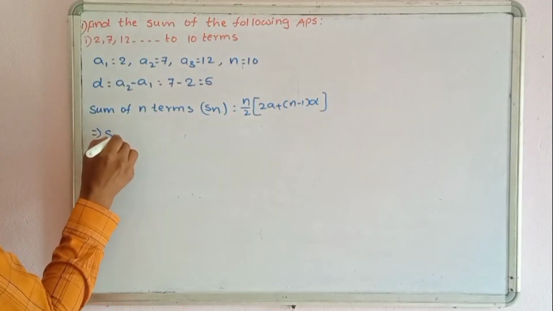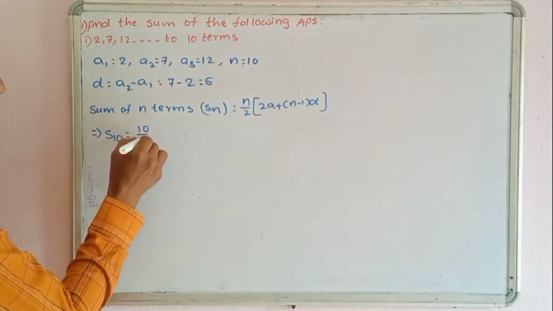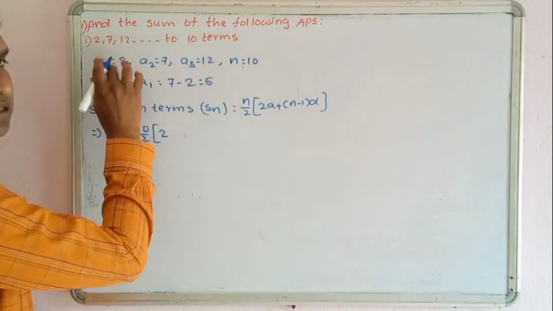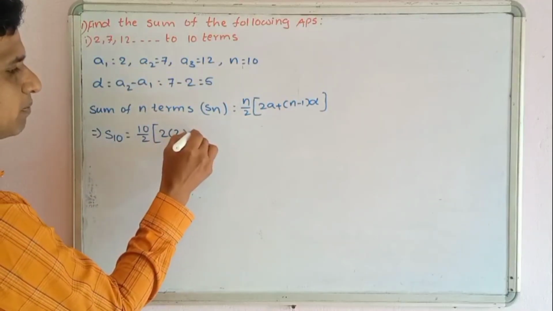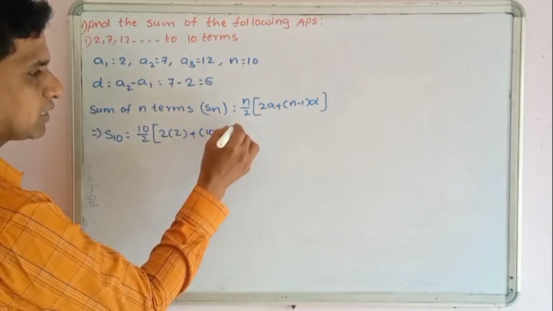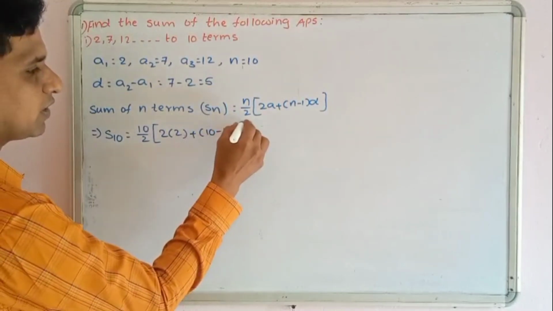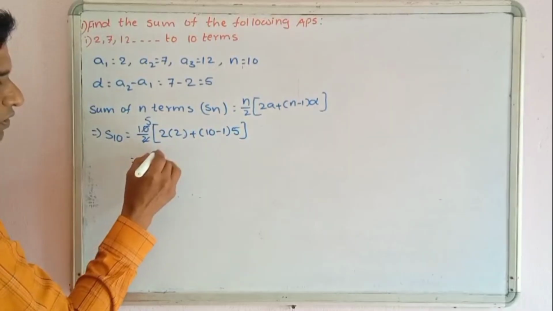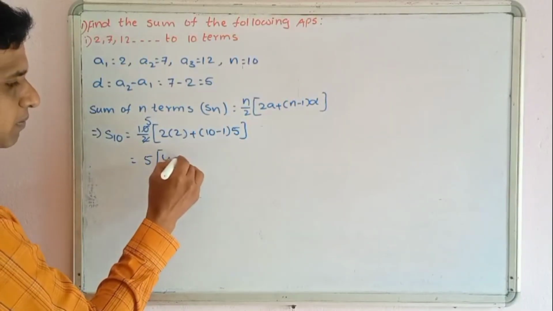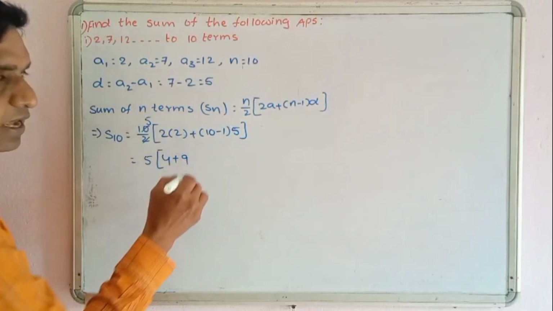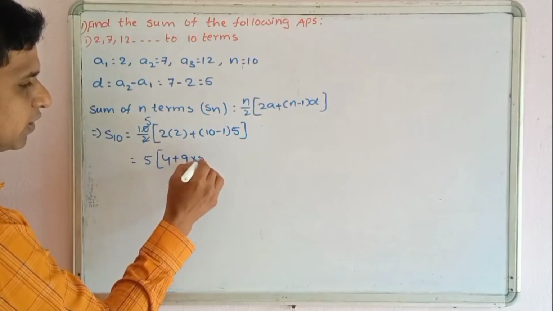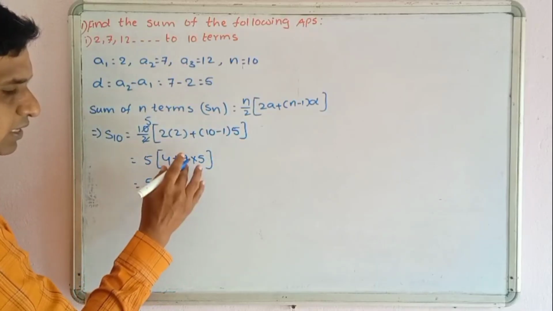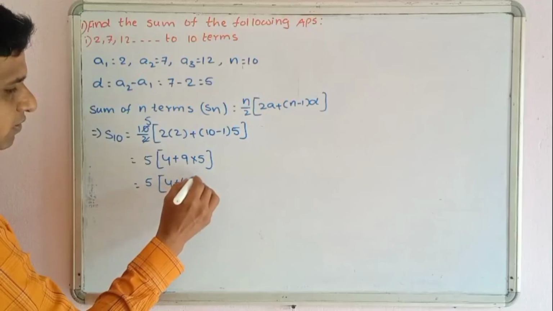So S10 equals 10 by 2 into 2a, where a is nothing but A1, that is 2, plus n minus 1, that is 10 minus 1, into d, the common difference, that is 5. So 10 by 2 is 5, into 2 times 2 is 4, plus 10 minus 1 is 9 into 5. That equals 5 into 4 plus 45.